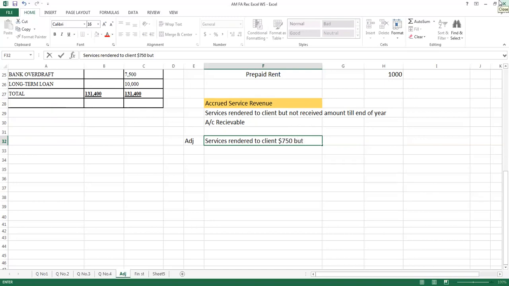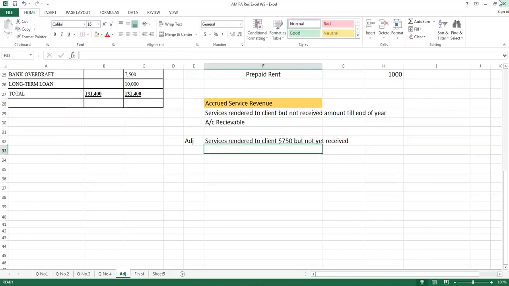say $750, but not yet received. If this kind of entry is given, or the question is giving you accrued service revenue, both sentences are giving the same concept. There is no difference. The only difference is the term that is used.